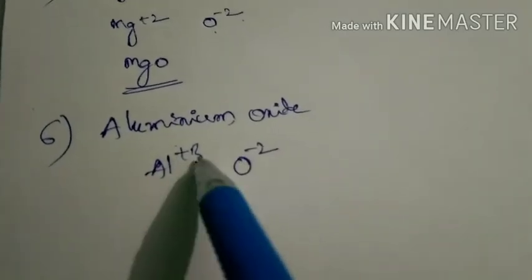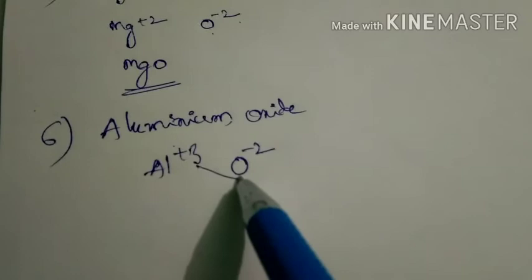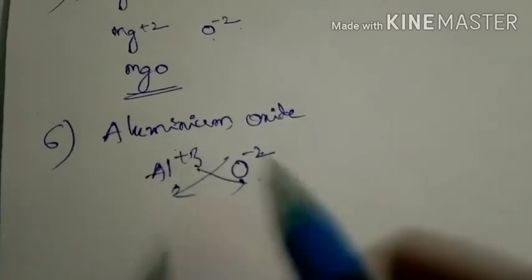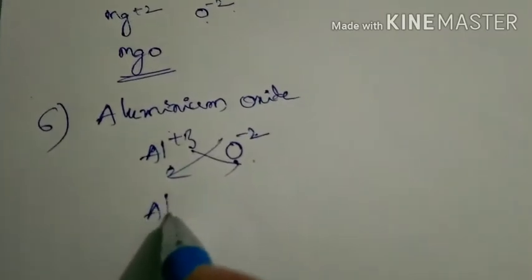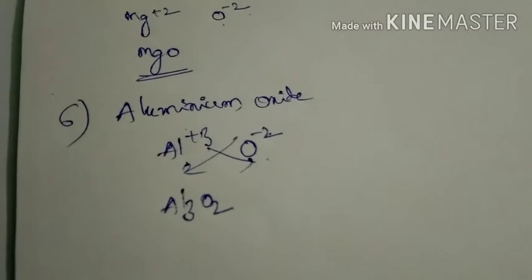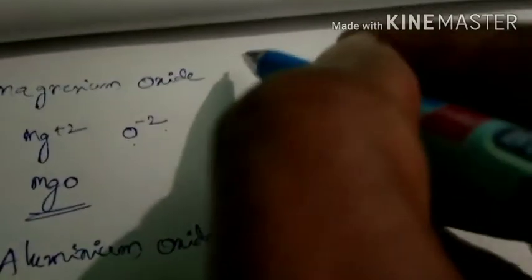Here charges are there, but these two are not equal. So what do we have to do? Crisscross method. That means this 2 comes to Al, this 3 comes to oxygen, so your formula is Al2O3. That's all. This is the formula for aluminium oxide. One more example.